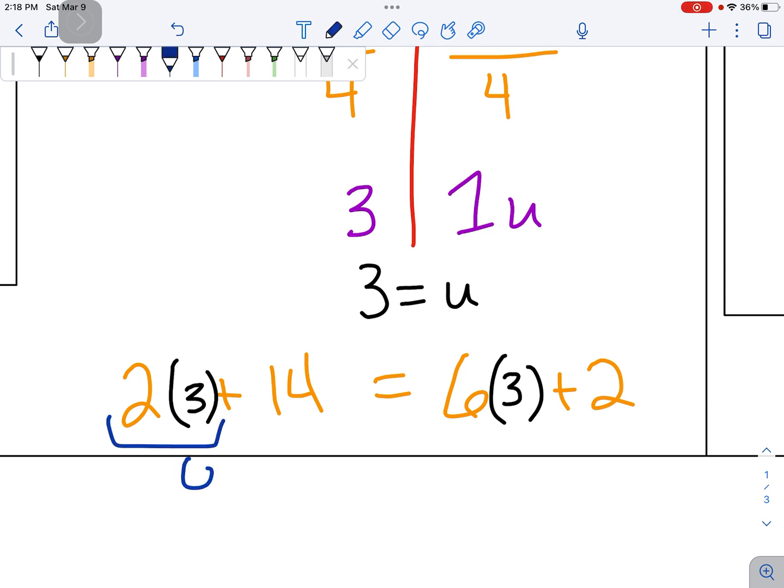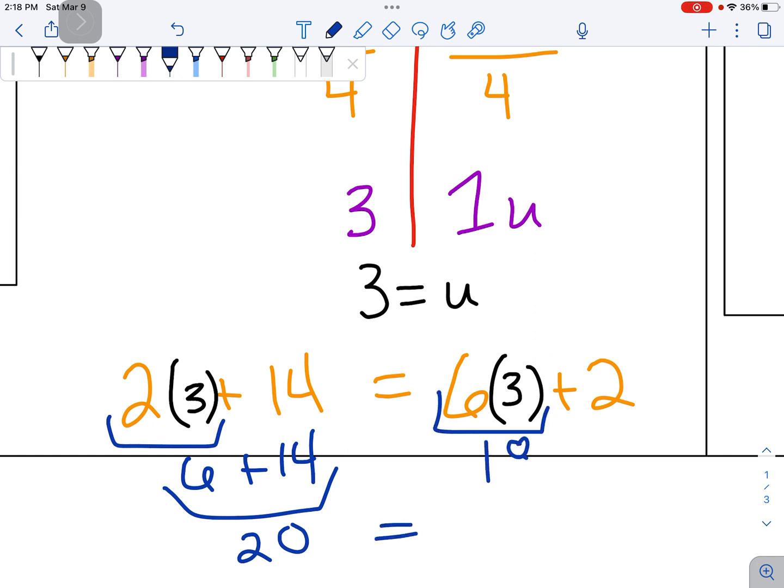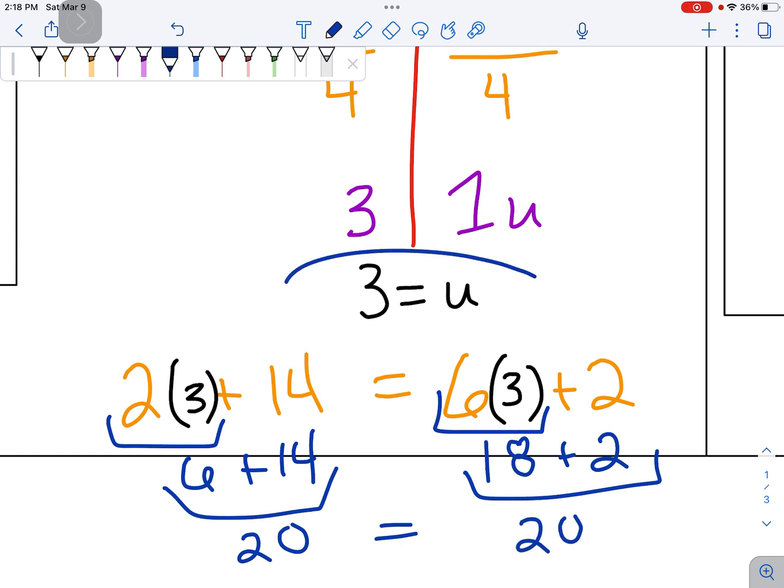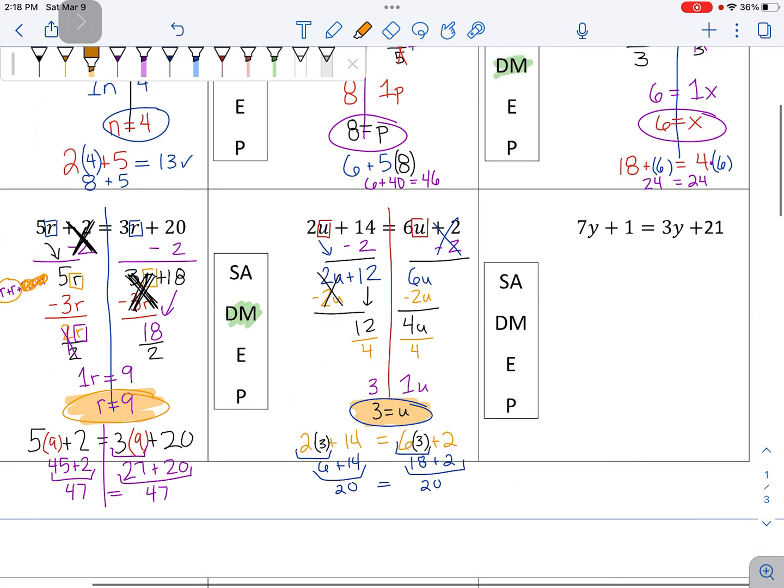2 times 3 is 6, plus 14 is 20. And on the other side, 6 times 3 is 18, plus 2, which is 20. Great. That means that 3 is the value of u, or u equals 3. Great. Try the next one. Hopefully these are getting a little bit easier.